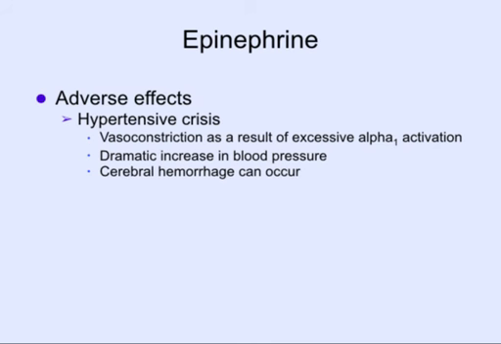Adverse effects, obviously, it can cause hypertensive crisis, which is significant elevation of the blood pressure that's beyond just high blood pressure, that's a crisis. And this is usually a result of alpha-1 activation. It's this dramatic increase in blood pressure, but the biggest thing is making sure that they don't have a stroke. Obviously, if you're getting that severe vasoconstriction, they can have cerebral hemorrhage from that.